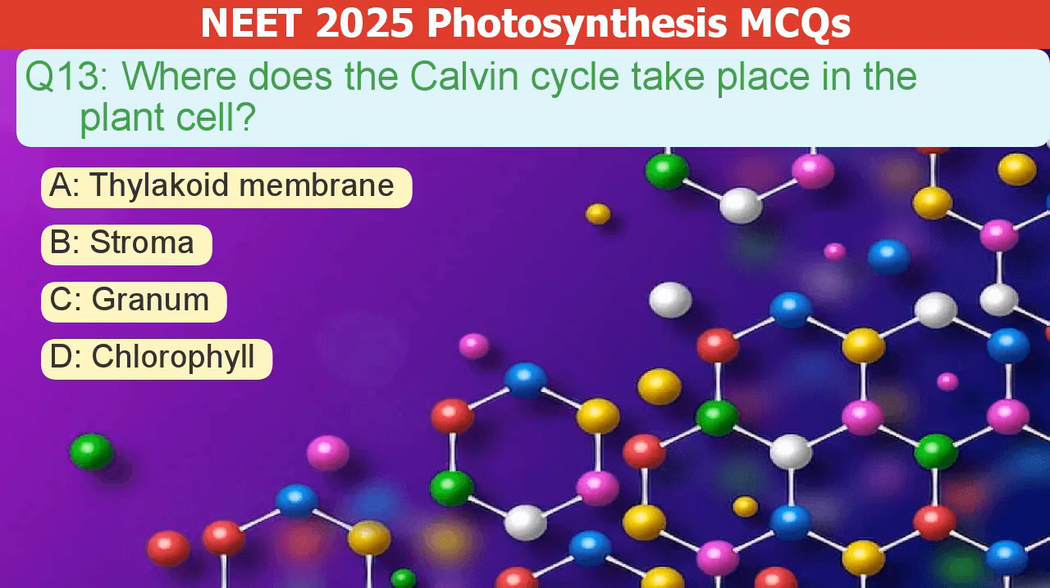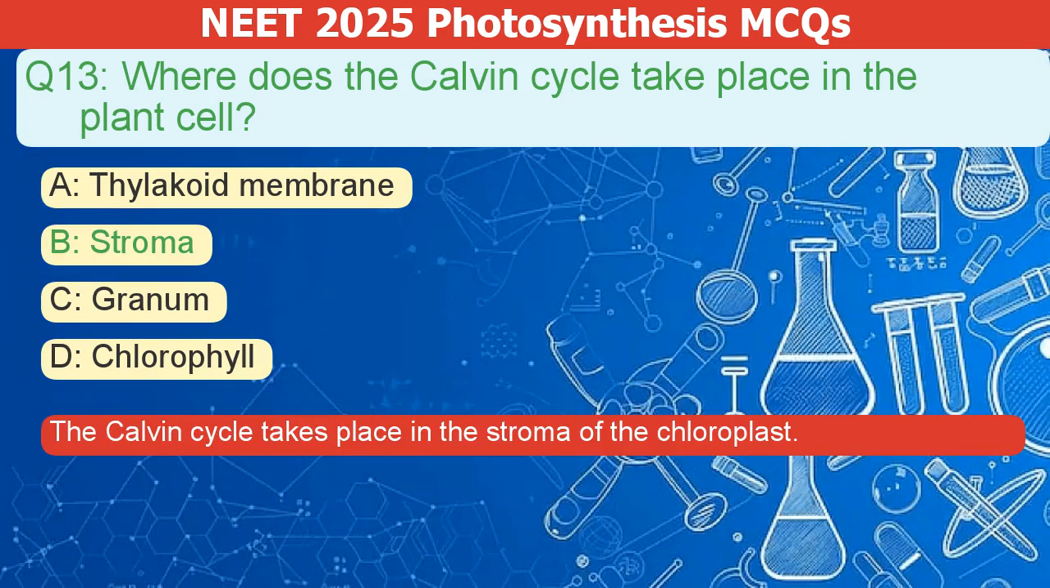Where does the Calvin cycle take place in the plant cell? A. Thylakoid membrane. B. Stroma. C. Granum. D. Chlorophyll. The correct answer is B. The Calvin cycle takes place in the stroma of the chloroplast.